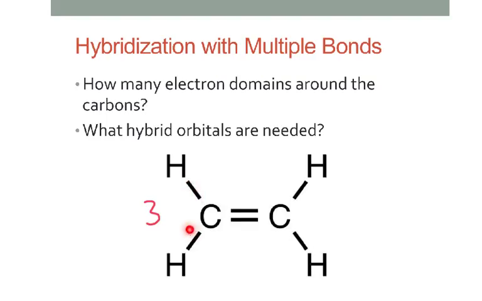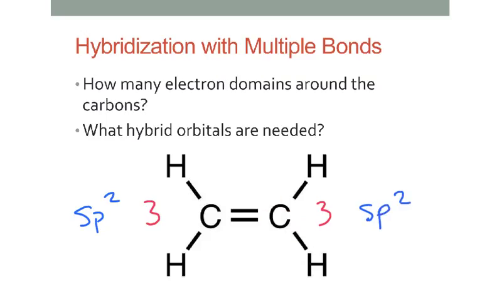There's the 1, 2, and then 3. Remember, double bonds and triple bonds both count as just one electron domain. Same thing for over here. If I look at this carbon atom, I have 1, 2, and then 3 electron domains around that carbon. So again, 3 electron domains there. If I think about what hybrid orbital is needed for 3 electron domains, that's going to be sp2. So it's sp2 around this carbon atom, and the same thing for the other carbon atom, it's also going to be sp2 hybrid orbitals.